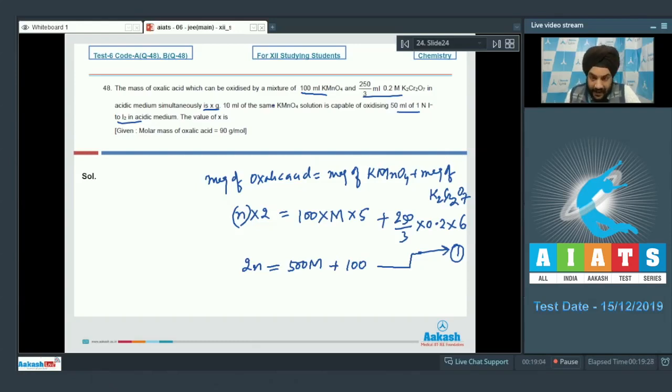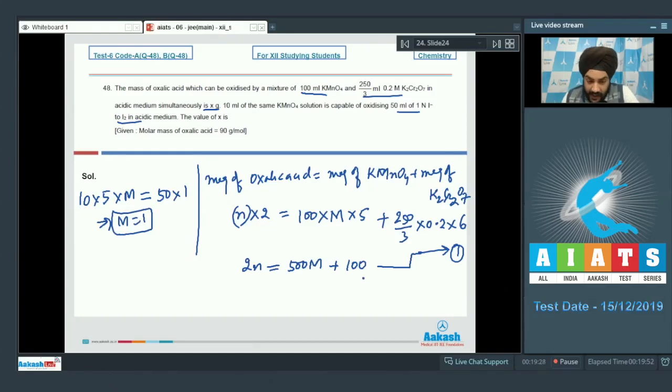Okay. Now if you talk about the second reaction given to us, students, we have 10 ml of the same KMnO4 solution, which is capable of oxidizing 50 ml of 0.1 normal iodide to I2 in the acidic medium. So we're going to have 10 into M into 5, or 10 into 5 into M, equal to 50 into 1. So this means that the value of M is equal to 1.